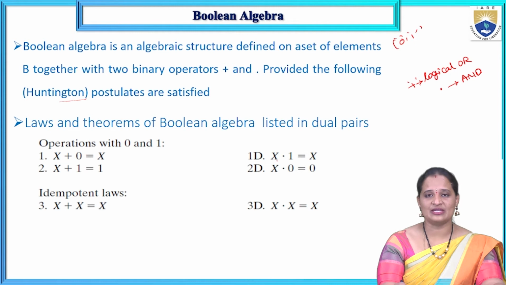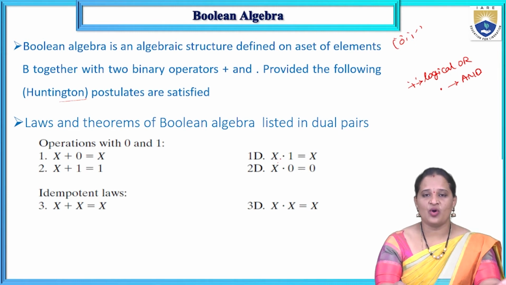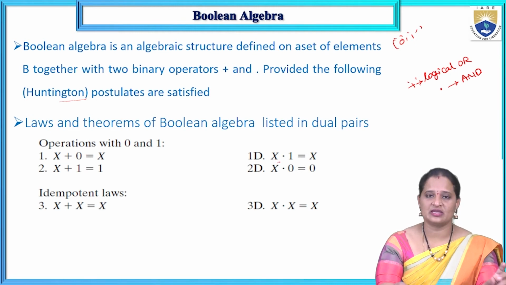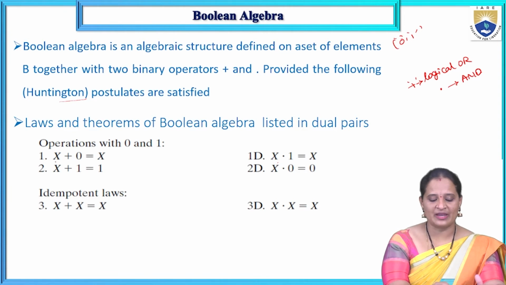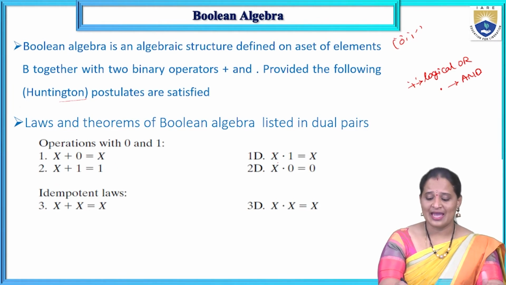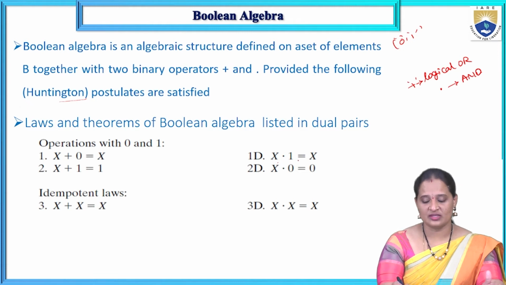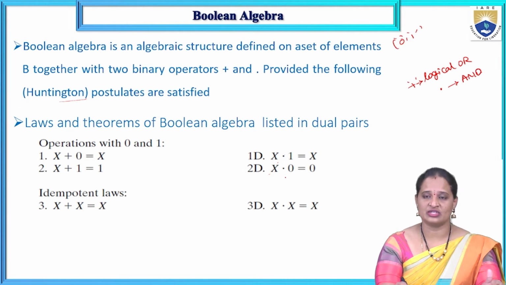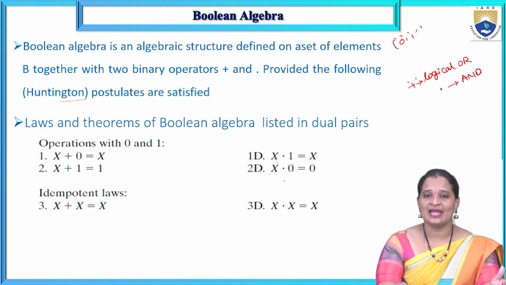As I told you, we have two operators in Boolean algebra, plus and dot. With respect to plus, 0 plus a variable is equal to x, and 1 plus a variable is equal to 1. Similarly, x dot 1 is equal to x and x dot 0 is equal to 0. As I told you, the dot operator is nothing but logical AND and the plus operator is nothing but logical OR, that is, logical multiplication and logical addition.